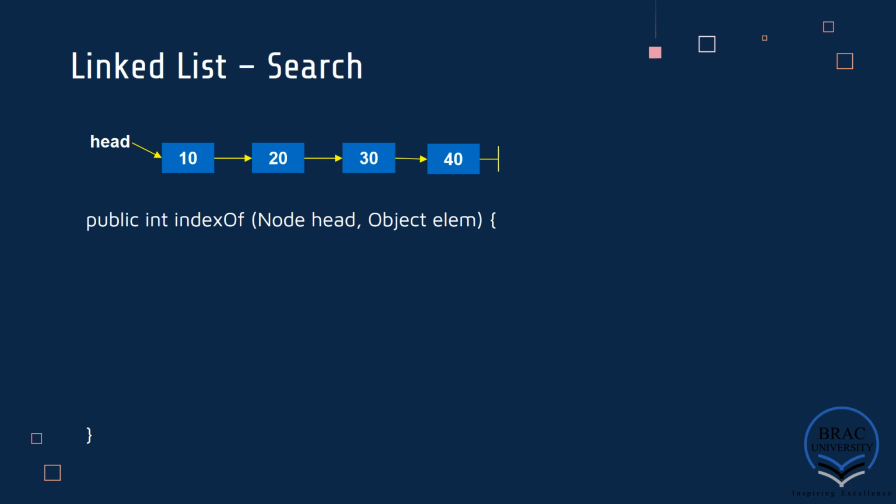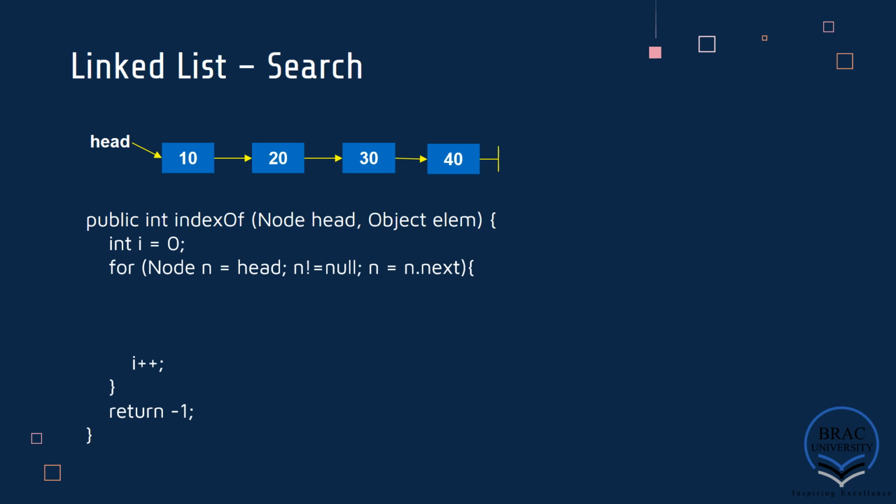Okay, the last function that I'm going to show you is search, and we have a method called indexOf. The indexOf method takes as parameters the starting of the list and an element, and is going to return the index of that particular element. So basically it's going to return an integer. So how can we do it?